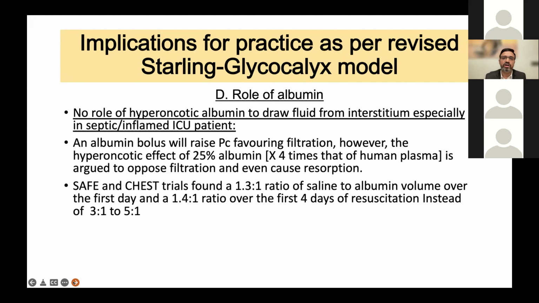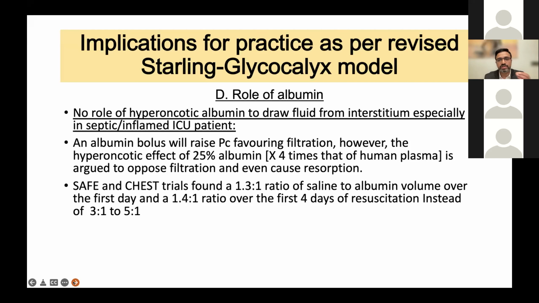So irrespective of how much albumin we may be giving, it's not going to draw fluid from the interstitium into the cells, into the endothelium. Rather, over a period of time with inflammation, the albumin is going to leak out from the circulation into the interstitium, further increasing the interstitial oncotic pressure and causing further filtration and further edema. So albumin will not be a very great idea for trying to draw out fluid.